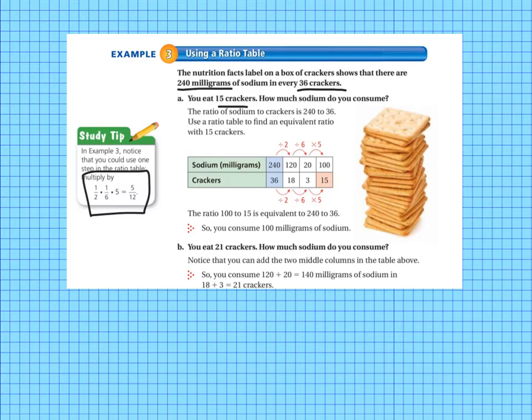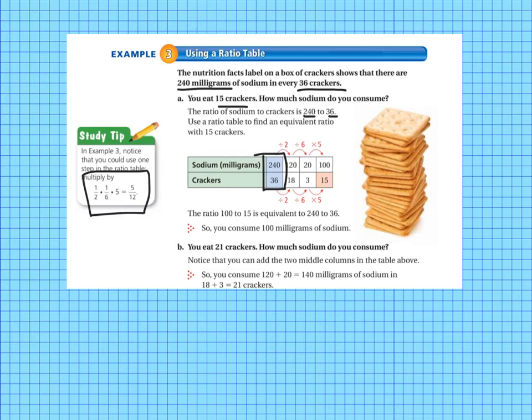So the ratio of sodium to crackers is 240 to 36. So that's what they put down here in the first box. Use a ratio table to find an equivalent ratio with 15 crackers. So here we're using division, so we're not making things larger, we're making things smaller, at least in the beginning here.